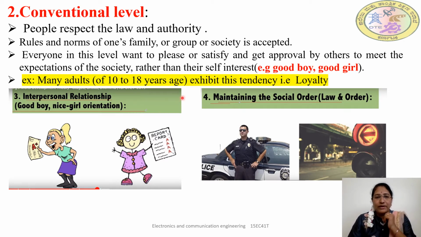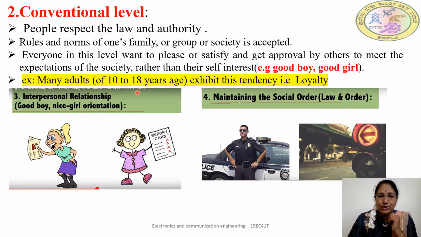So this will be better explained with the help of these pictures here. The first picture here tells about the third stage. Okay, this conventional level has 2 stages. The first stage in this conventional level tells about interpersonal relationship.